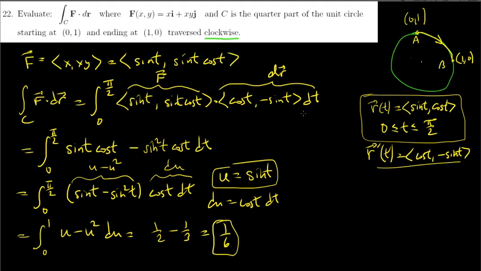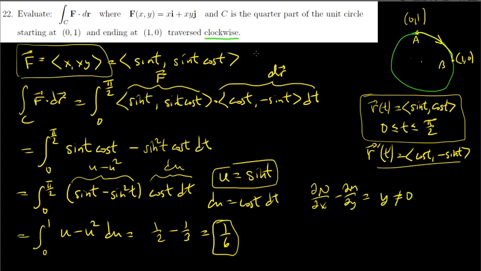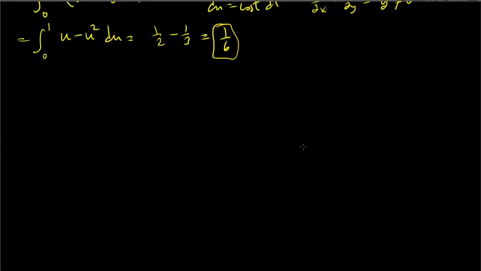Yeah, this had to be done directly. We had to just work this line integral out directly. The vector field here is not conservative, and you can just check that. Partial of n with respect to x minus partial of m with respect to y is not 0. It's y. So it's not conservative, so we cannot use the fundamental theorem of line integrals here. Just do it directly.